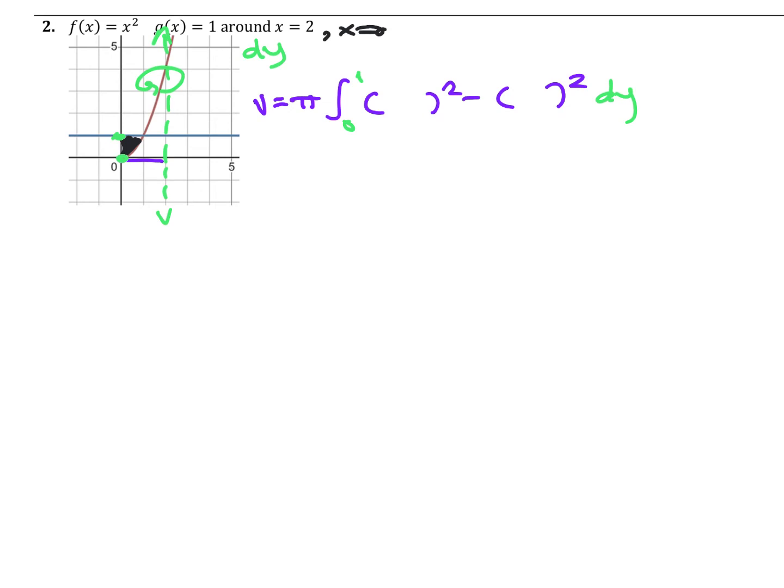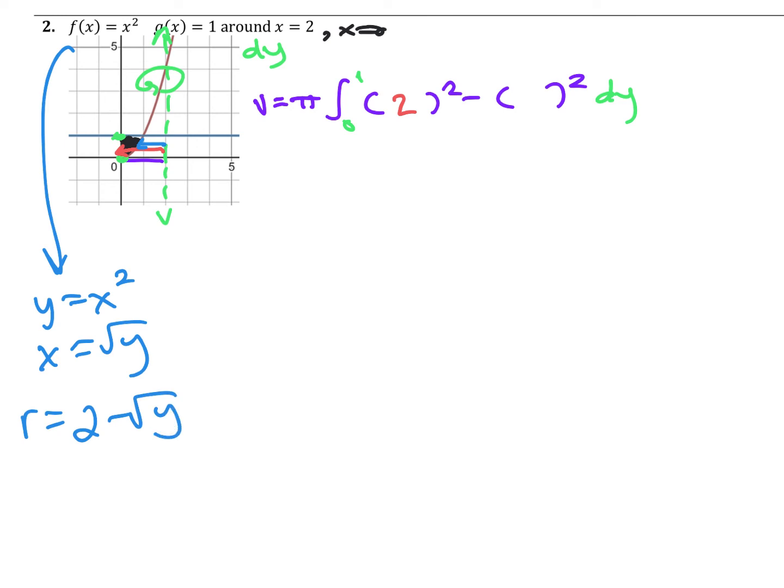Now our r values, our big R, if we go from the curve all the way to the edge of the area, that's going to be 2. And our little r, if we go from the curve to our function, that's going to be 2 minus the value of the function. But right now this function is in terms of x, and we need it to be in terms of y. And we can square root both sides, and since we're only in the positive values for our shaded area, we can just write x equals the square root of y. So our little r is going to be 2 minus the square root of y.